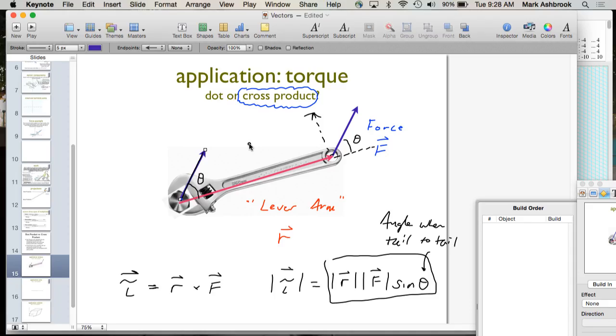Questions on torque? So this is the amount of twisting force, and then we know the direction of the torque vector is according to the right-hand rule. Righty-tighty, lefty-loosey. Questions? Okay. Next application.